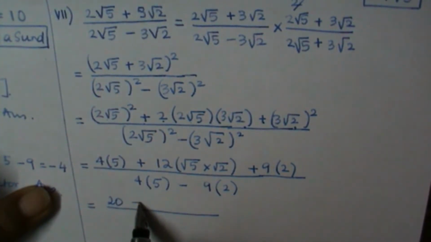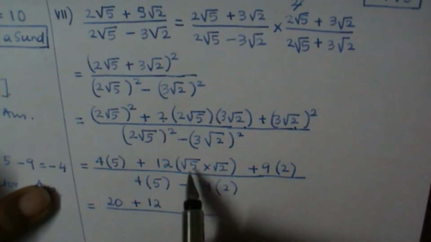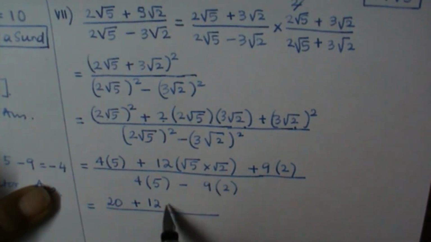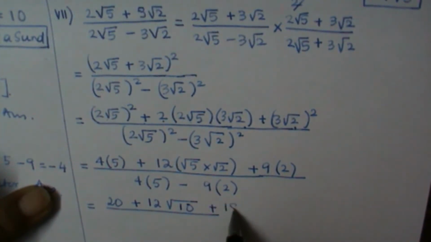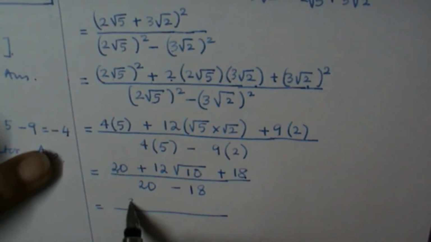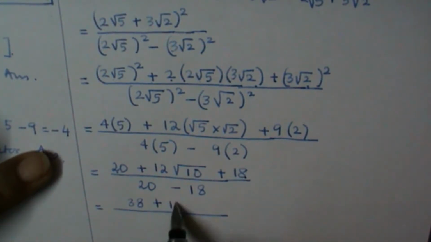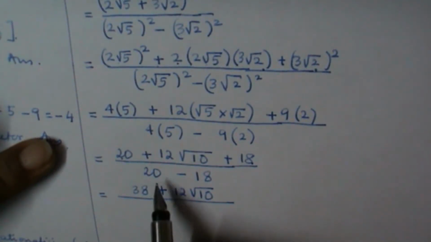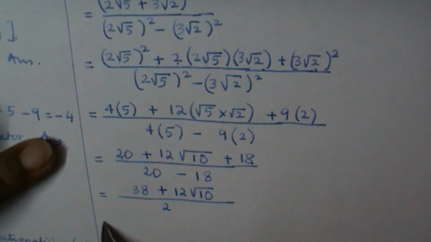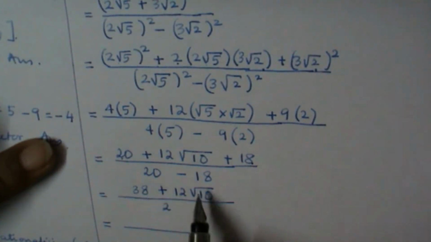20 plus 12, and here under the root, 5 into 2 becomes 10, and plus 18, and that will give me 20 minus 18, and that will give me 2, and 20 and 18 gives me 38, plus 12√10 upon 2. Is there anything common here? What is common?